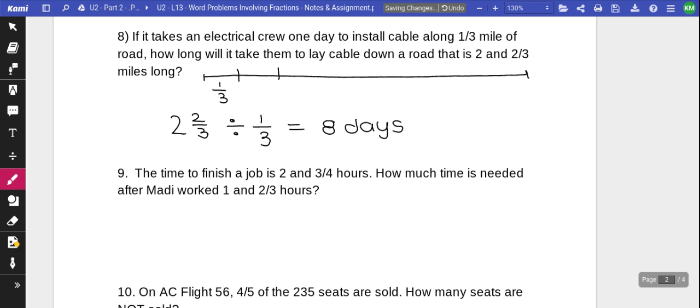So that's one of those common things you're looking for, is anytime they're trying to take something big and split it into pieces, I want your brain to think, hey, I'm dividing.